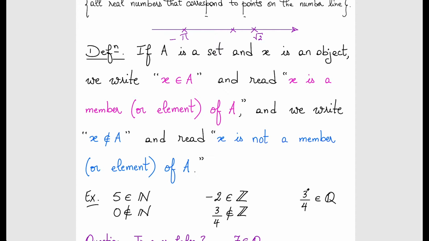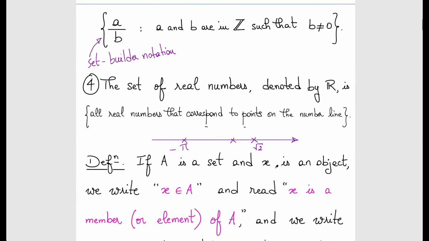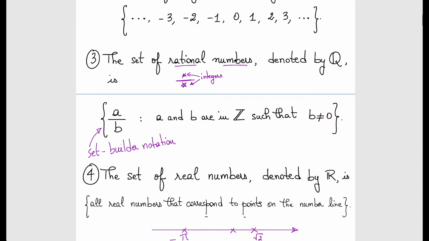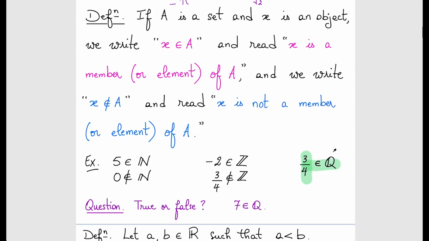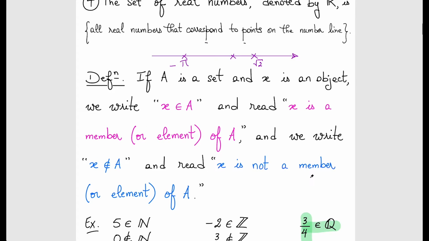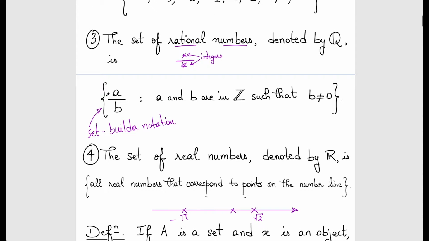How about this? 3/4 is in Q. What's Q again? Q is the set of all rational numbers. And what's a rational number? It is any number that looks like a quotient, where the guy upstairs and downstairs, both of them are in Z, are integers, and the guy downstairs is not 0. So let's check this. 3/4. Is 3/4 in this set? Does it verify the two conditions, the two memberships of the set?